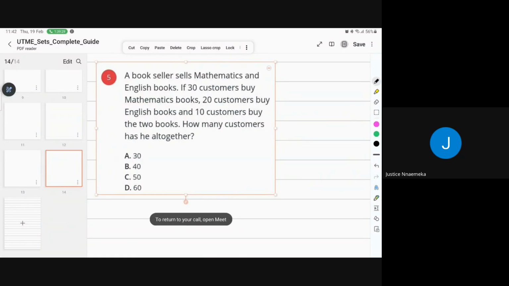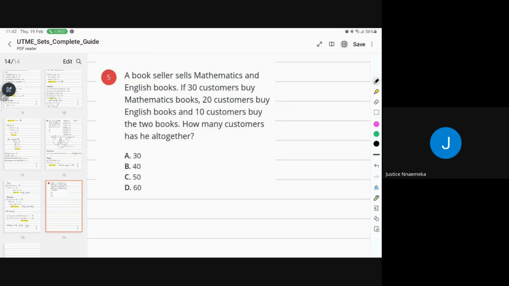So look at that very one. A bookseller sells mathematics and English books. If 30 customers buy mathematics, so we have the number for mathematics equal to 30. Then for English, the number for English is equal to 20. Is that so?